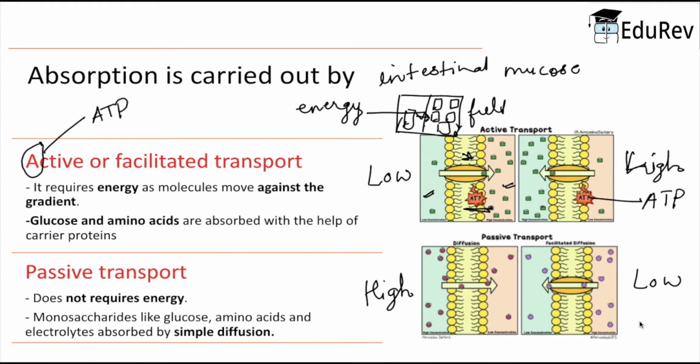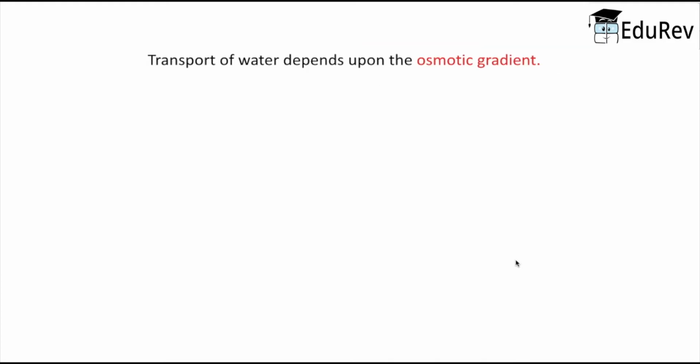So these two transportations are taking place by the intestinal mucosa for transportation of different molecules or substances. Now when we talk about the transport of water, it basically depends on the osmotic gradient. So what exactly is osmotic gradient? Let me explain it to you with the help of an example.